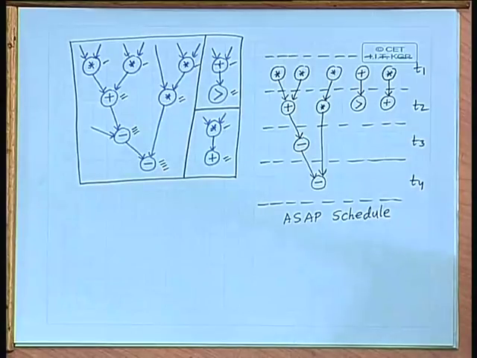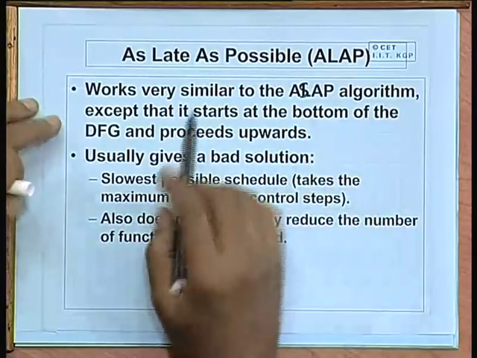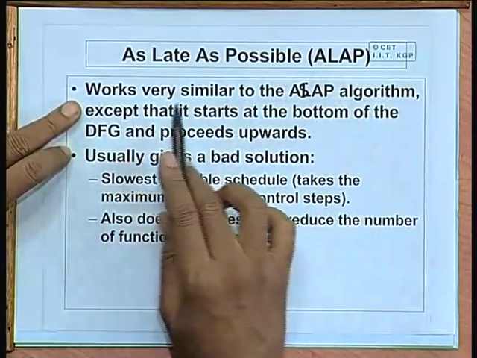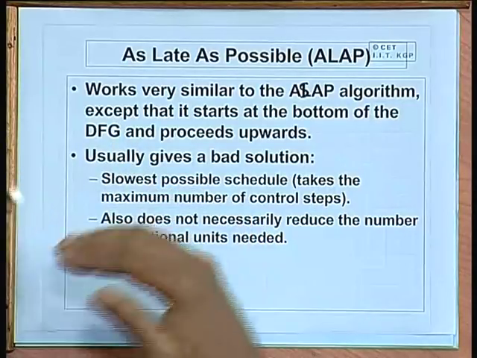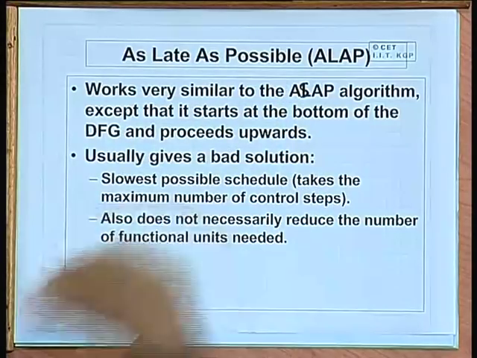The other extreme is as late as possible. As late as possible means you try to push the operations as late in the schedule as possible. So, let us also look at this ALAP. This works very similar to ASAP, but the difference is that instead of starting from the top and going towards the bottom, you start in the reverse order. You start with the root of the tree, which in our case is the bottom, and you start moving towards the leaves, which are the data inputs. And you try to allocate an operation to a time step in that order, starting from the latest back down to the earliest.